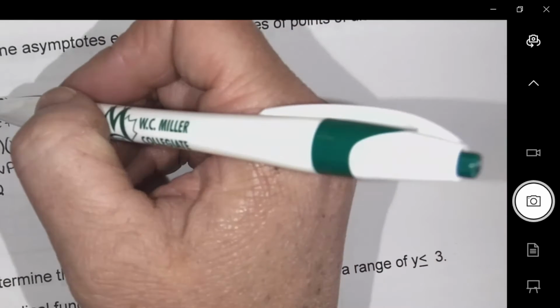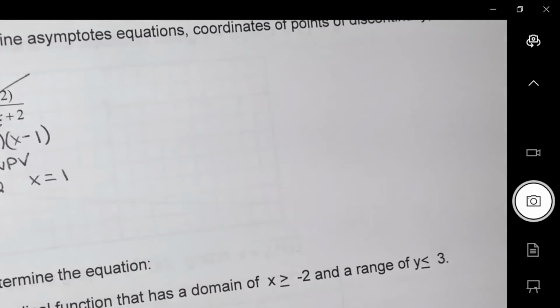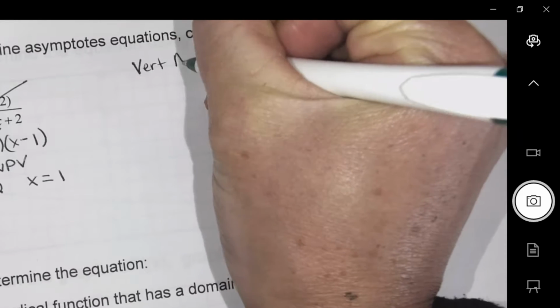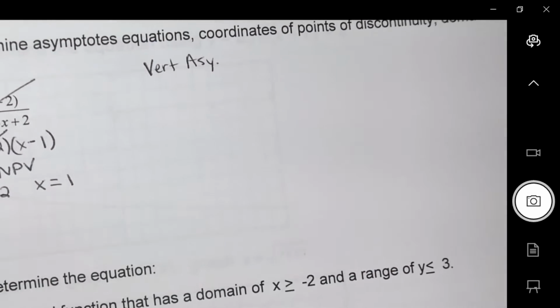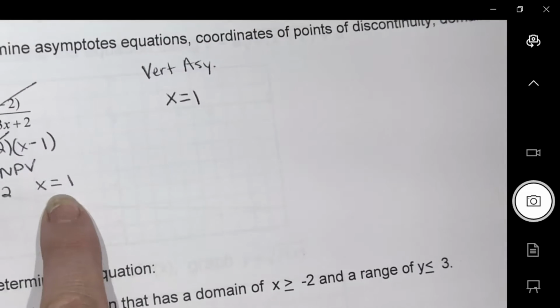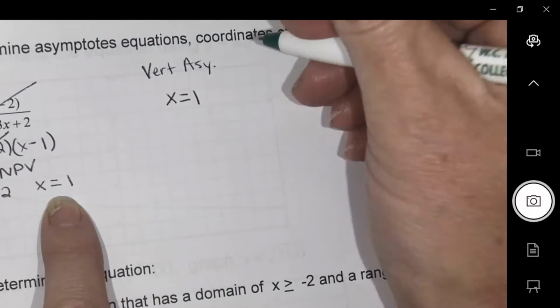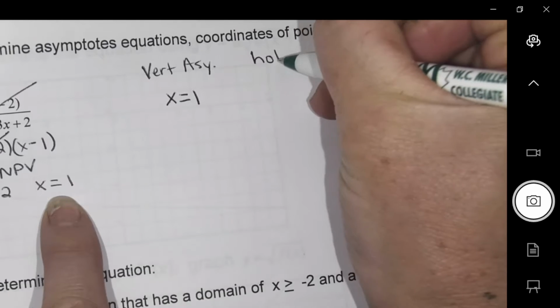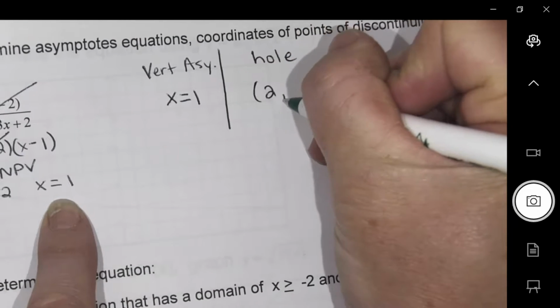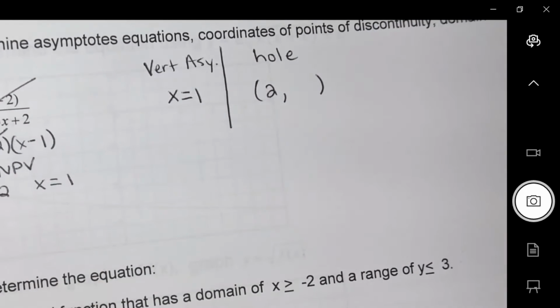Okay, something happens though. There's a cancel. So here's what happens. There's a vertical asymptote. The equation is x equals 1. There is a hole at 2, comma, because it said give me the coordinate.